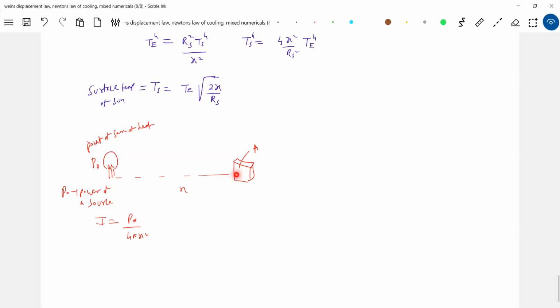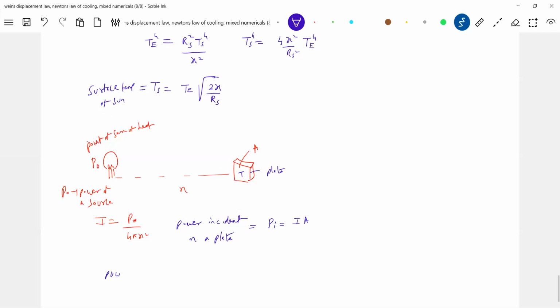Then how much power is incident? Will all the power emitted strike the surface? No, only a fraction of it. So the power incident on a plate, Pi, is equal to intensity into area. At the same time, the plate has a temperature T and will radiate. The power emitted by it, according to Stefan's law, is E sigma A T to the power of 4. If the temperature is constant, a similar method we can use.